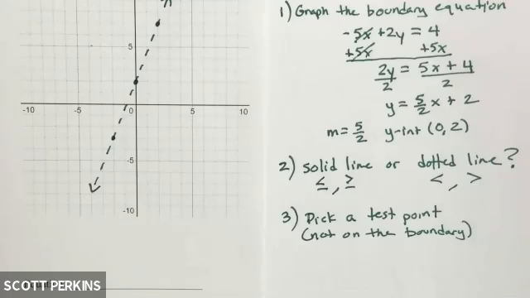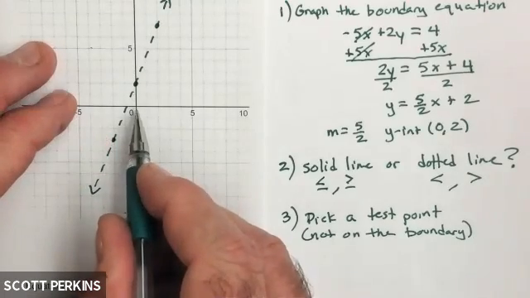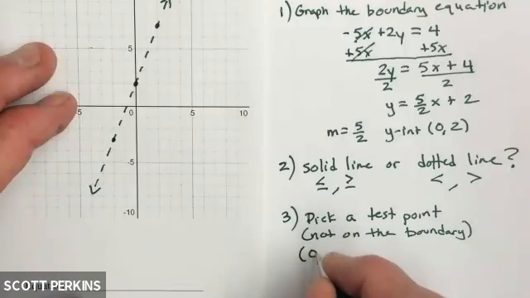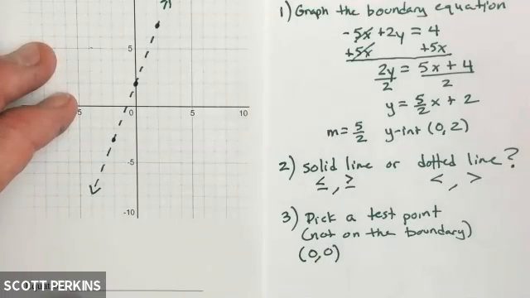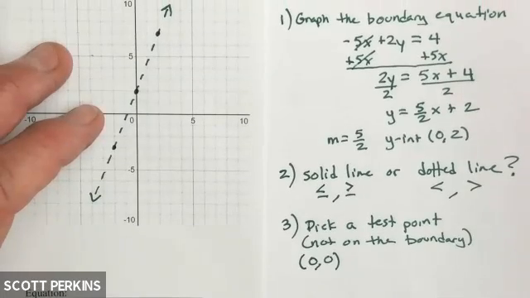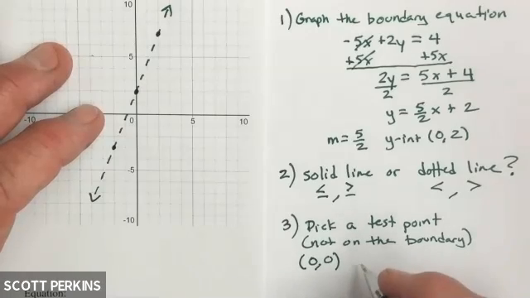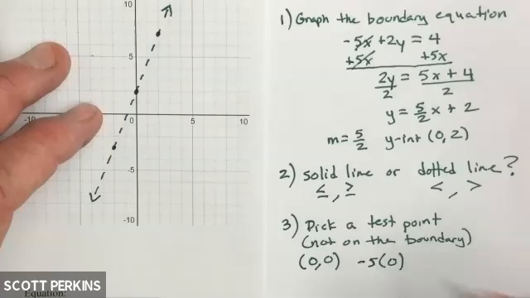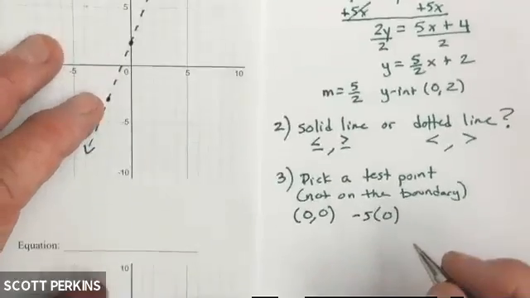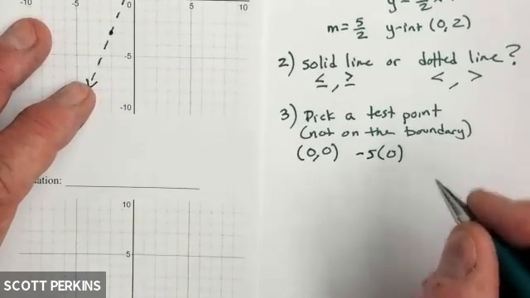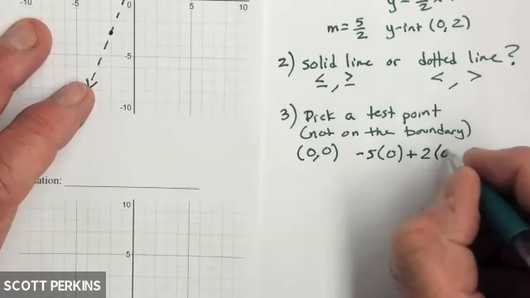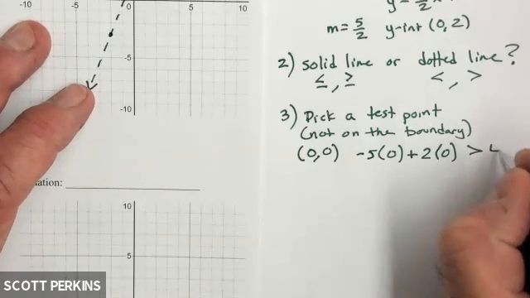My favorite test point when I can pick it is 0, 0, because I'm mathematically lazy, because 0 times anything is 0. But you can pick any point you want. We will all come to the same conclusion no matter what point you pick. So I'm going to pick 0, 0 because it's not on the boundary. And I'm going to plug that into my original inequality. So my original inequality was -5 times x, so that's -5 times 0, plus 2 times y, so 2 times 0. And I want to know, is that greater than 4?